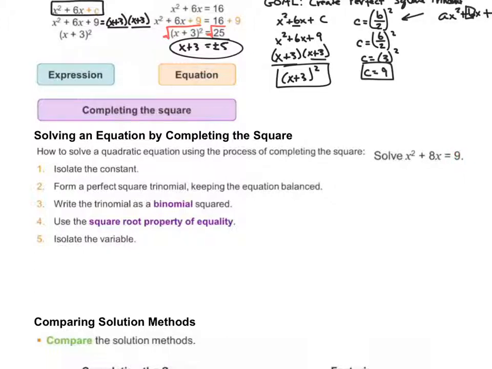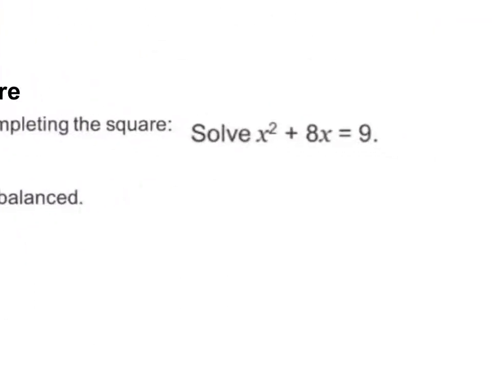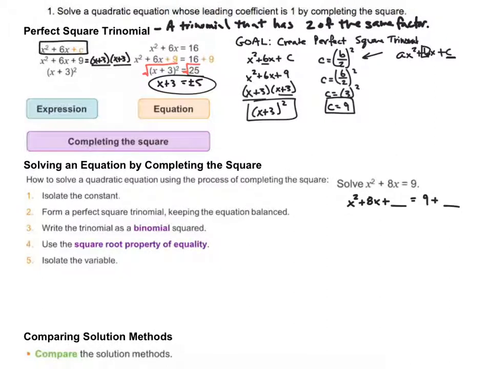So in order for me to complete the square, the first thing that I have to do is this, okay? I'm going to have x squared plus 8x plus blank is equal to 9 plus blank. Now, the reason why I'm doing this to both sides is because if I do it to the left side, I also have to do it to the right side to be balanced, okay? This blank is where my c value is going to be, okay? And so now that's the first thing, all right? That's step one, isolate the constant. Then what we want to do in step two is form a perfect square trinomial keeping the equation balanced.